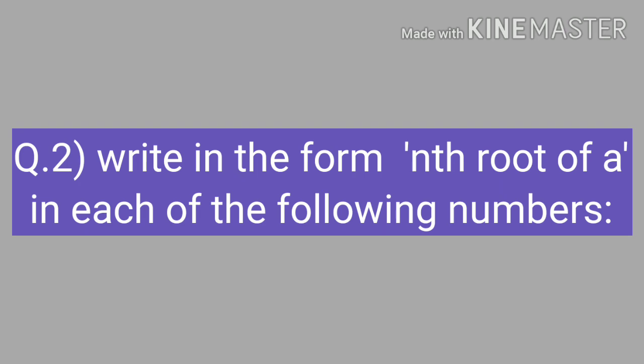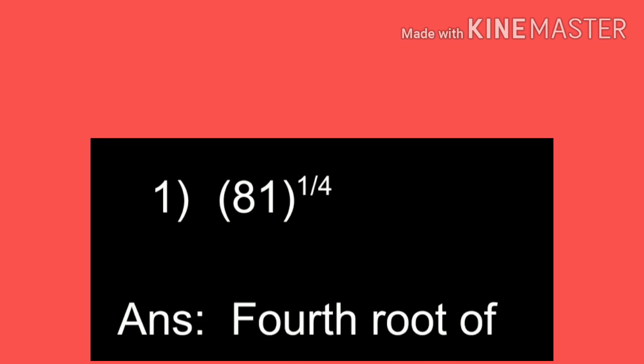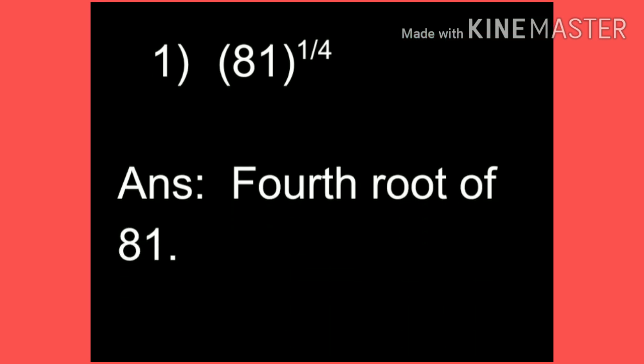Question number 2. Write in the form nth root of a for each of the following numbers. Question number 1. 81 raised to 1 upon 4. This question is in index form. We have to write in nth root of a form. So the answer will be 4th root of 81 because 81 is raised to 1 upon 4. The denominator is 4. That's why 4th root of 81.